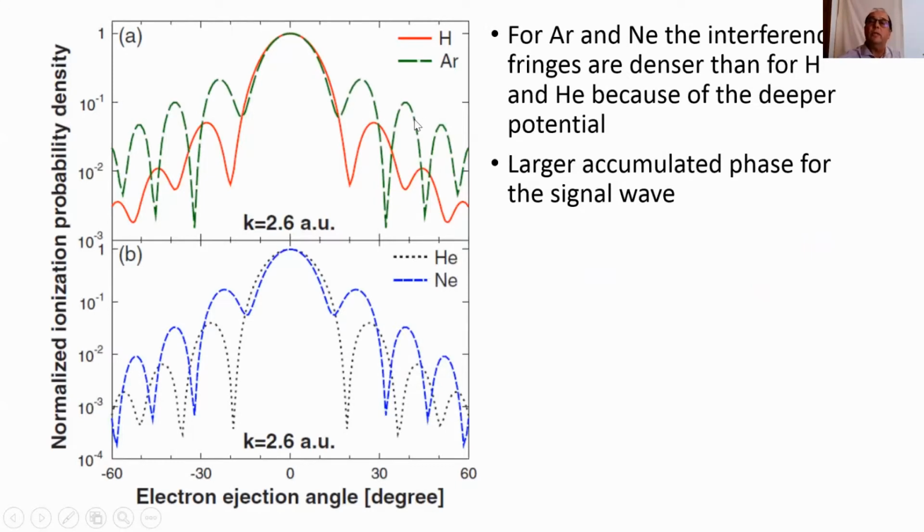So the ionization potential is the same, but if the potential is deeper, then the rescattered electron will have a larger accumulated phase.